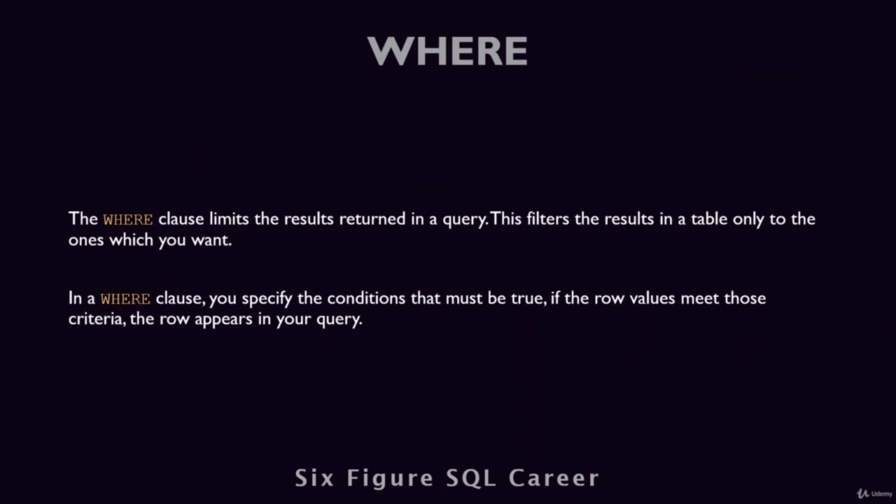The where clause limits the results returned in the query. This filters the results in a table only to the ones which you want. In a where clause, you specify the conditions that must be true. If the row values meet those criteria, the row appears in your query.